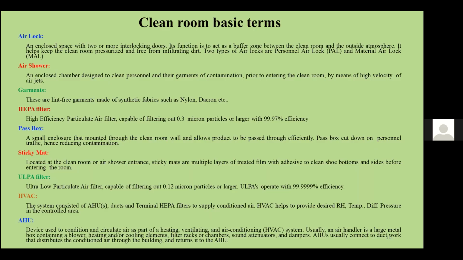So what is the important thing to make the clean room? Here I introduce some basic and important things which we require for designing the clean room. First one is airlock, then air shower, garments, HEPA filters, pass box, and ULPA filter, HVAC, then AHU. These are the most important components for making the clean room.